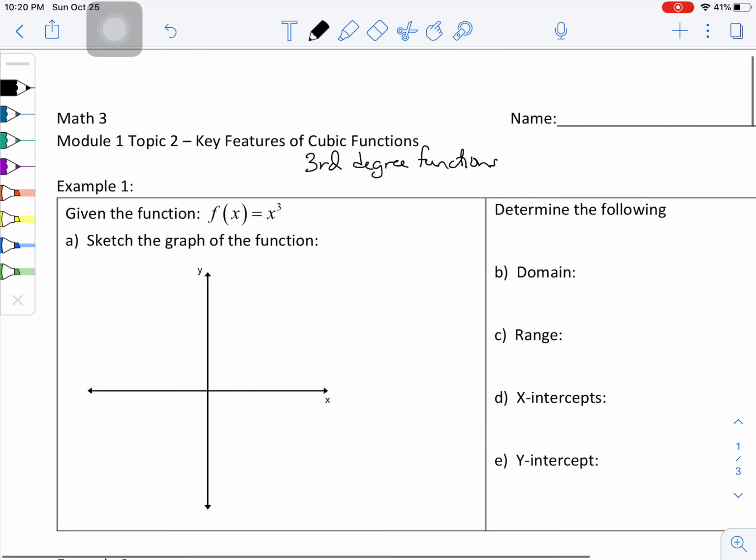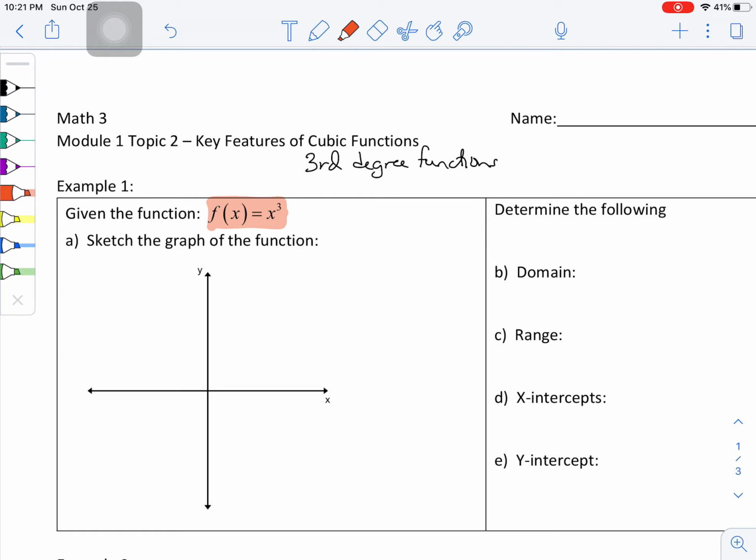So we're going to get into some examples here. We're going to talk about specific key features depending on which examples we're talking about. So the first problem here, example 1, says given the function f of x is equal to simply x cubed, and we are asked to sketch the graph of the function.